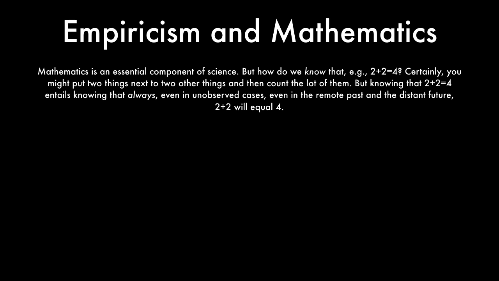Mathematics is an essential component of science. But how do we know that, for example, 2 plus 2 equals 4? Certainly, you might put two things next to two other things and then count the lot of them: 4. But knowing that 2 plus 2 equals 4 entails knowing that always, even in unobserved cases, even in the remote past and the distant future, 2 plus 2 will equal 4.